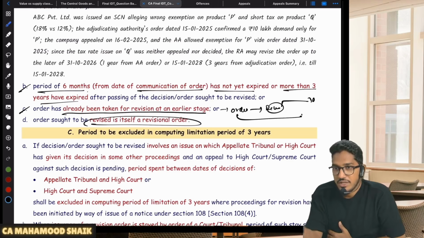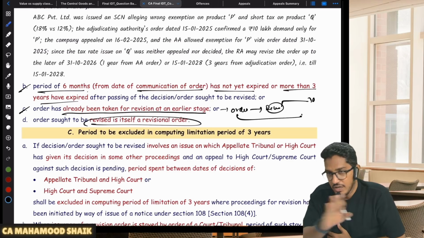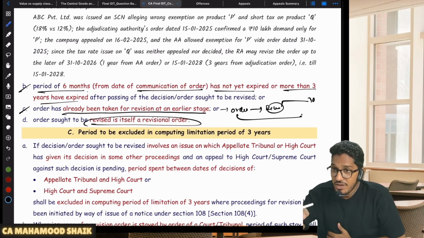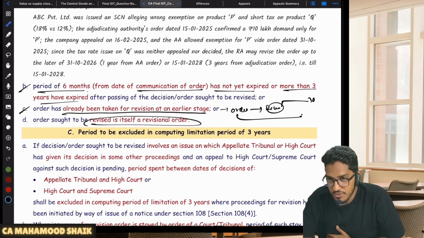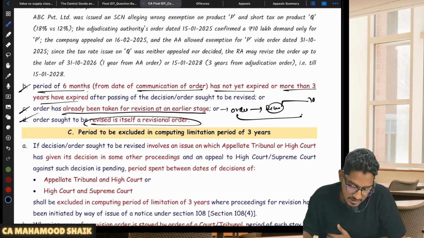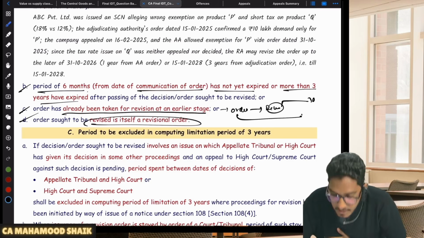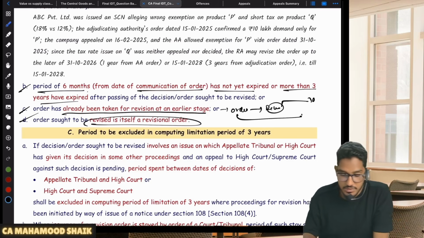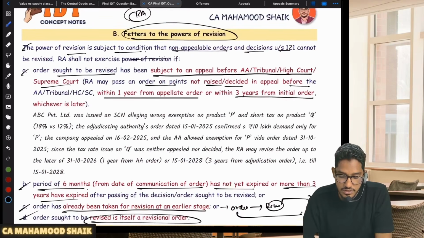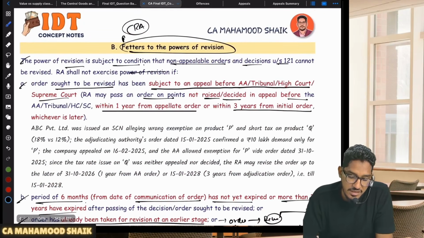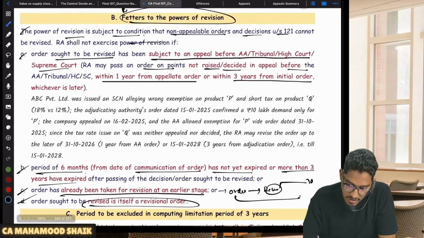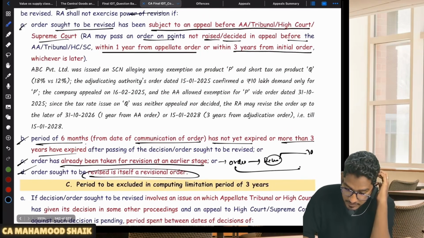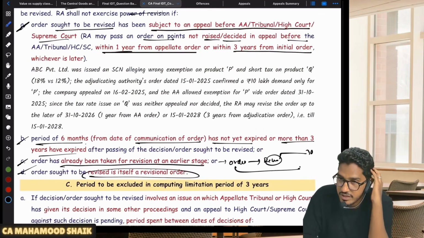If the original order is already taken up for revision, the same original order you can't take up for revision. And if you want to take the revised order itself for revision, that is also not possible. So these are the cases where revision is not possible. This is what we call fetters to the provision of revision. Fetters means restriction on the powers of revision. Now here we have one example. See, this time limit is there. This is very important.